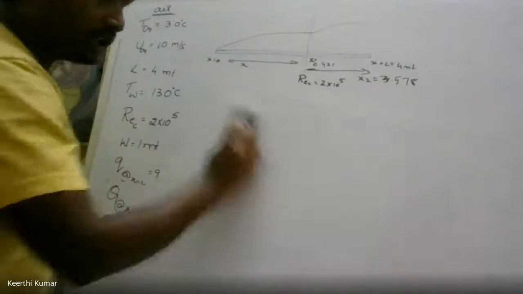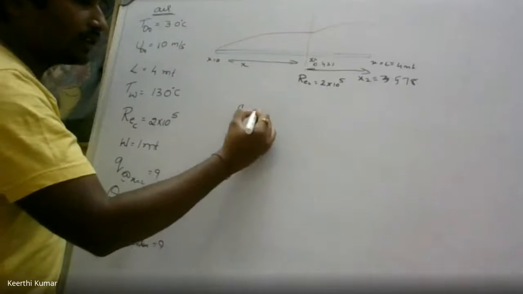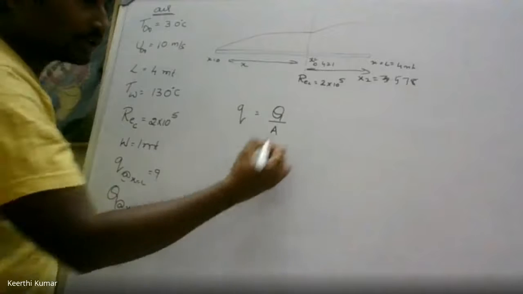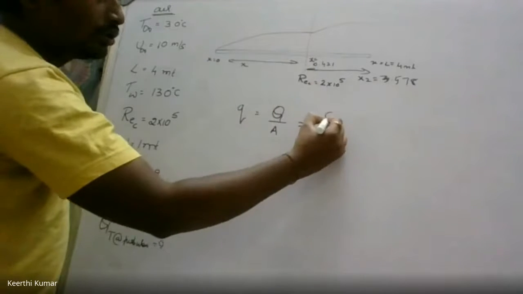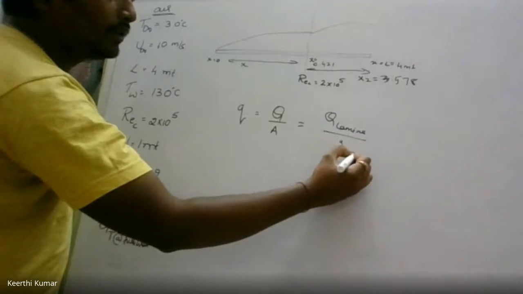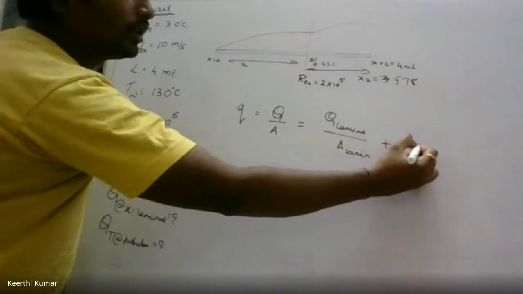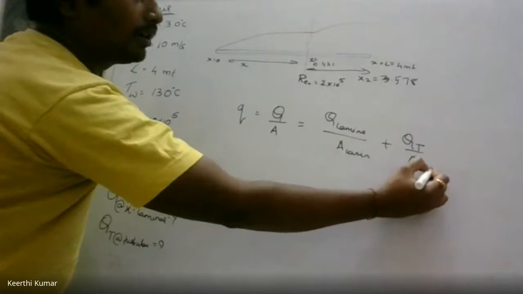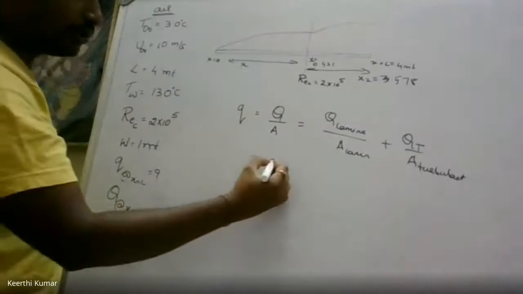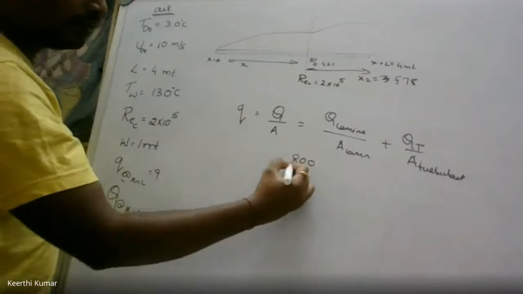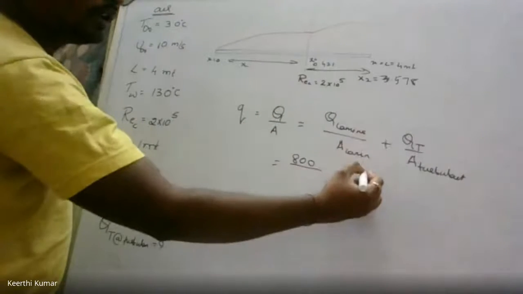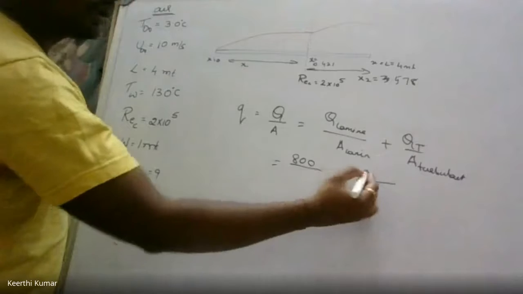Then I'll go with heat flux, the last unknown. The formula for heat flux, generally we know, is Q by A. Now there are two regions. So Q laminar by A laminar plus Q turbulent by A turbulent. If I do that, I'll get a small q. What is Q laminar? We got 800. What was the area in the laminar flow? And in turbulent, we got something. Can you tell me the values?